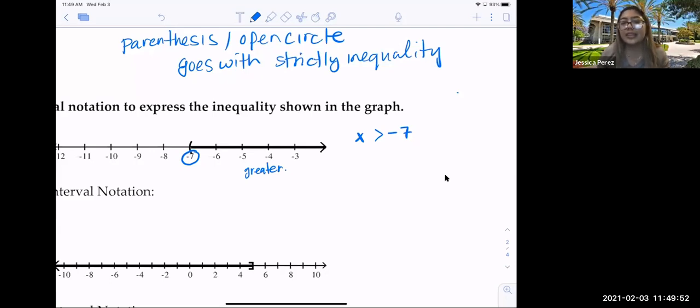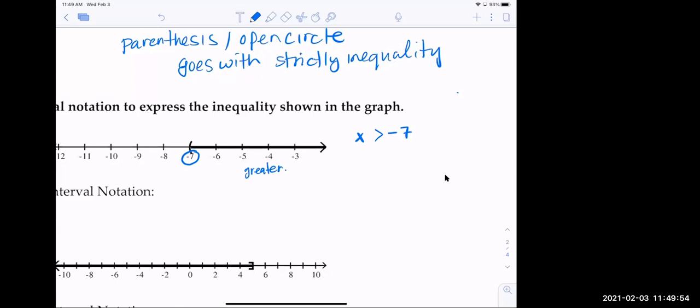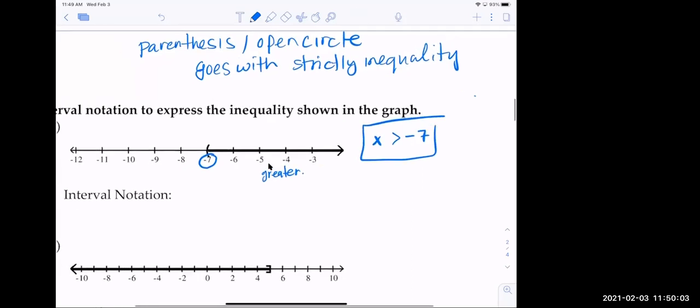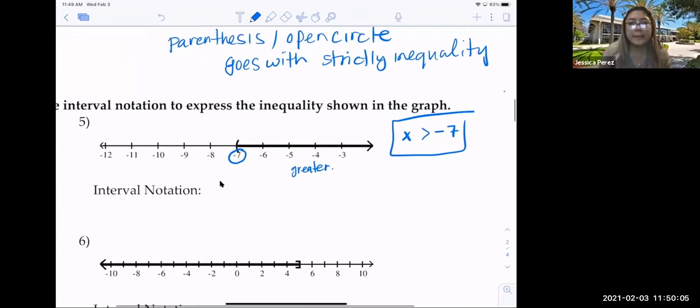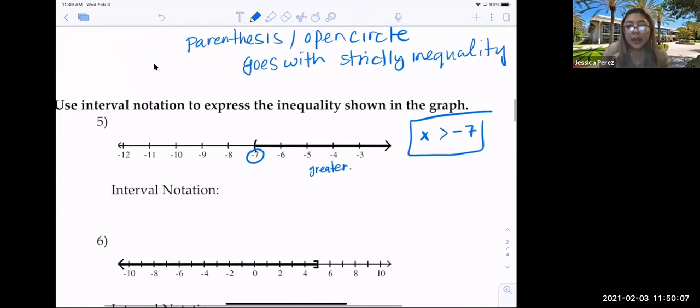Okay. What about the interval notation? Right, but I just got a little bit confused with the parentheses. Okay. So now interval notation, Angela, thank you. We are solving interval notation as well as finding the inequality. So we're doing two things, right? We're doing the inequality, which is this one that I just highlighted, and we're doing interval notation.